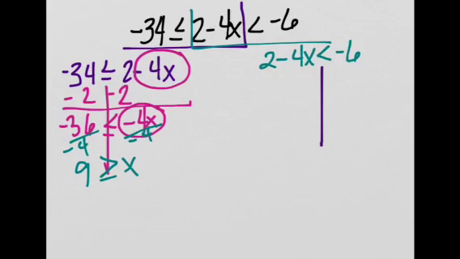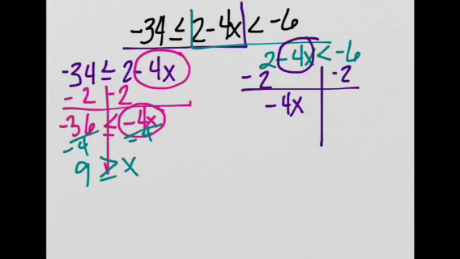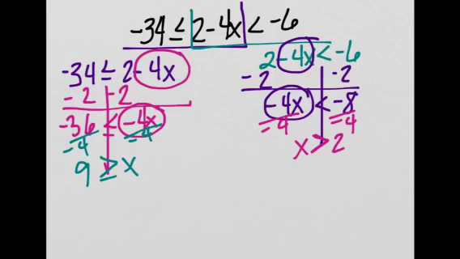Same actions over here. I'm going to start with subtracting 2 from both sides. So I end up with negative 4x in my circle. Again, my sign hasn't flipped yet. And negative 6 minus 2 is negative 8. Divide by negative 4, divide by negative 4. I divided by a negative, so my sign flips to a greater than 2.